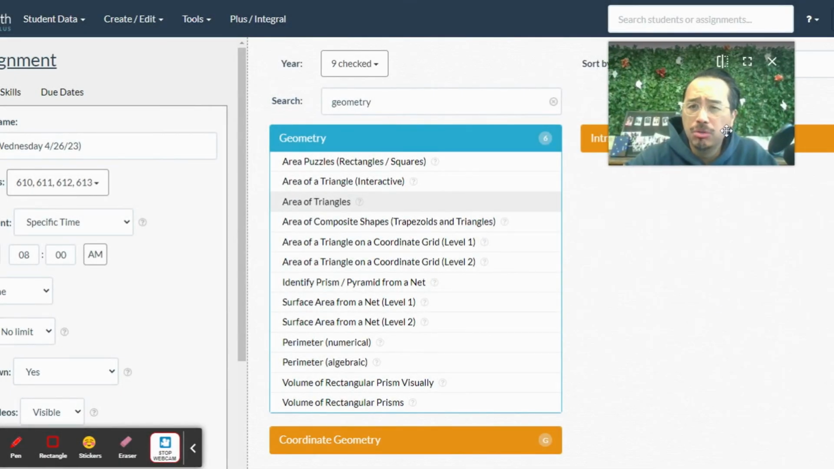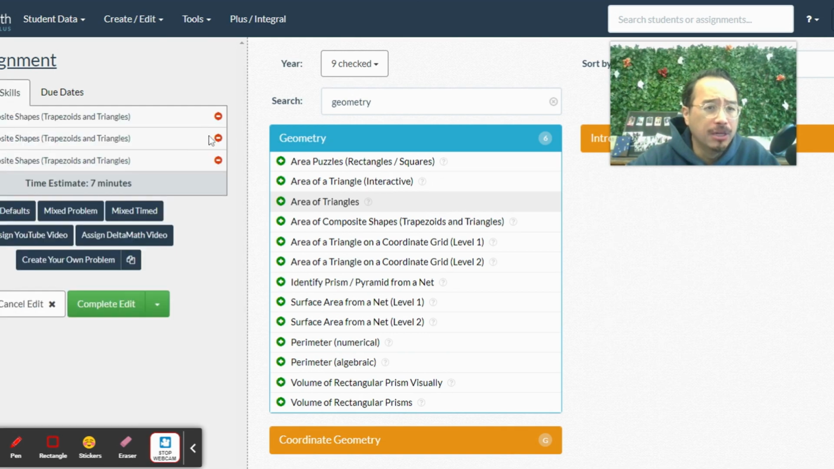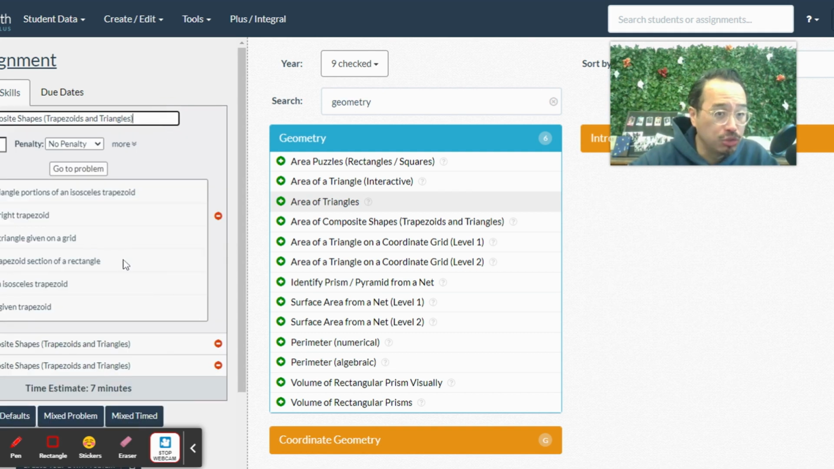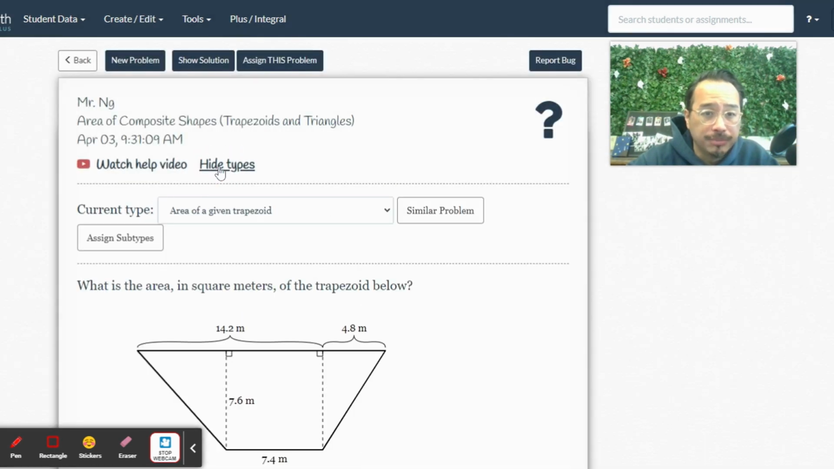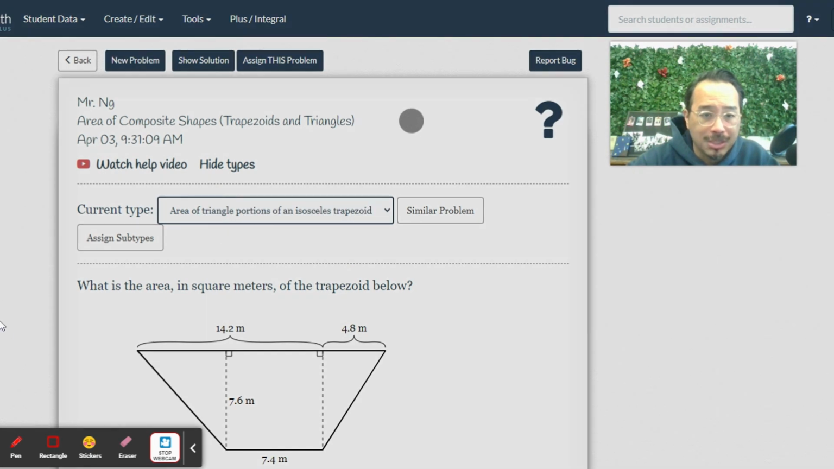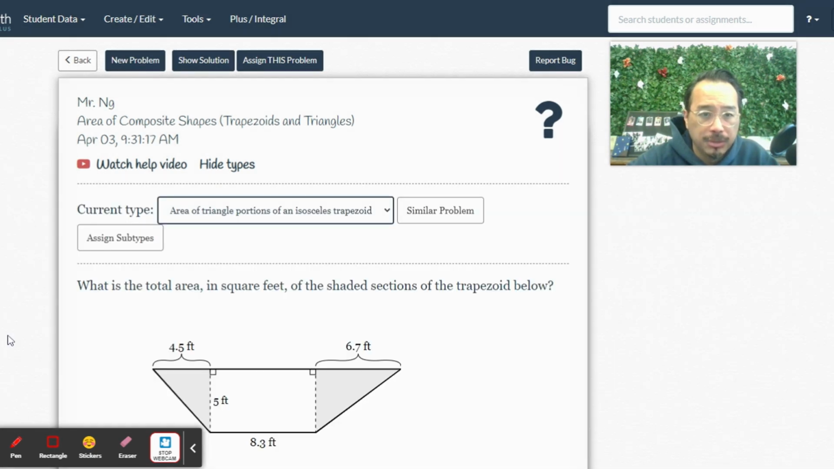So for tonight's homework, which is 102, let's see. I picked three different types of questions from the same topic, because I want to be very specific with the kind of questions I want you to do. The first one we're going to do is triangle portions. So that's this one. This kind of question right here.